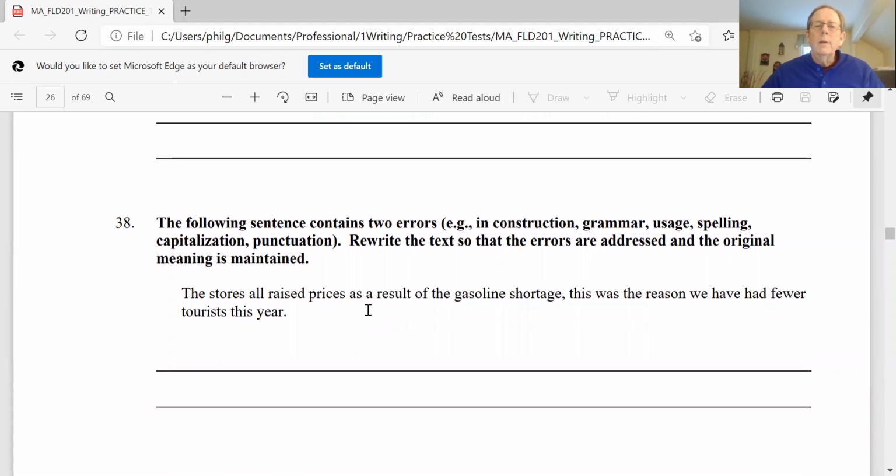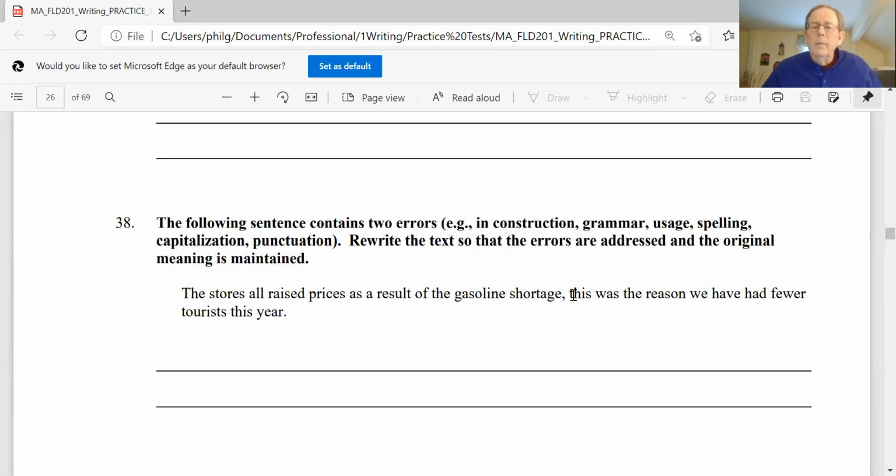The stores all raised prices as a result of the gasoline shortage, this was the reason we have had fewer tourists this year. Again, we have a run-on sentence. The first sentence should end after the word shortage. So you can fix that by putting a period after shortage, getting rid of the comma and capitalizing this. That would fix one error.